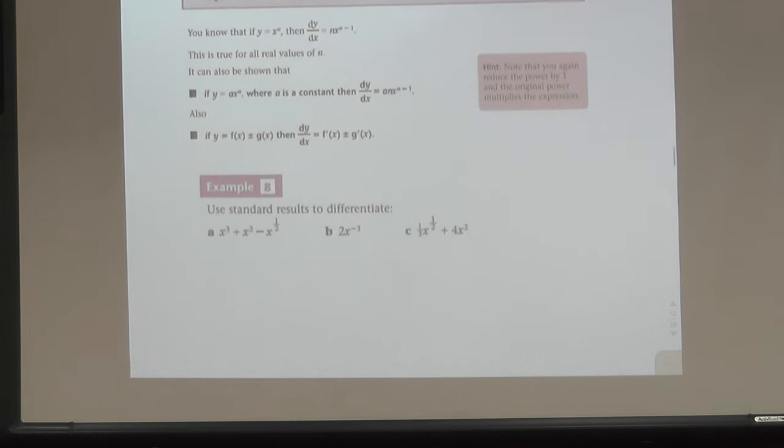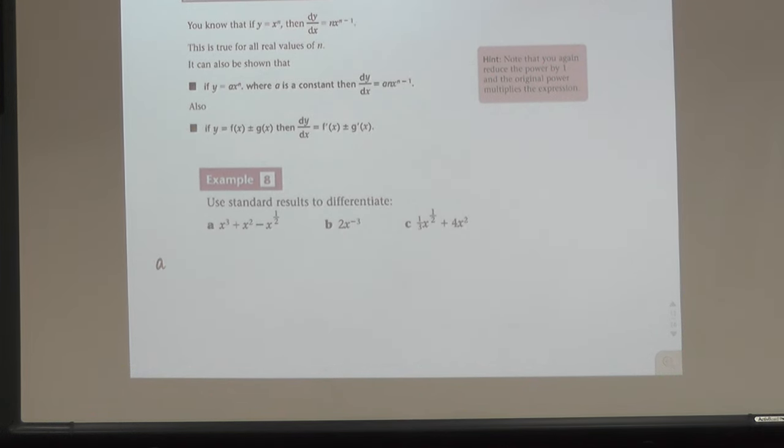That's all it is. So if we take the first one, we'll make it y equals x cubed plus x squared minus x to the half. So if we want to differentiate, we take each term in turn and we apply the differentiation rule to it. So multiply by the power, take 1 away. Multiply by the power, take 1 away. It's 1, but you don't have to write it. Then multiply by the power, and then a half minus 1 is minus a half.